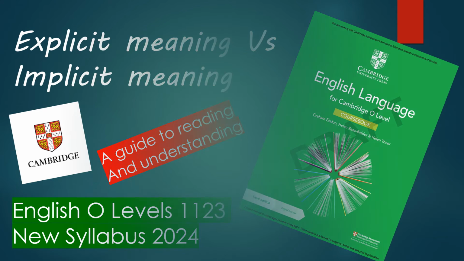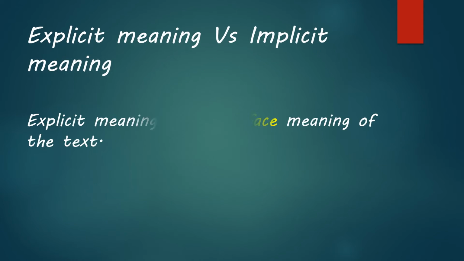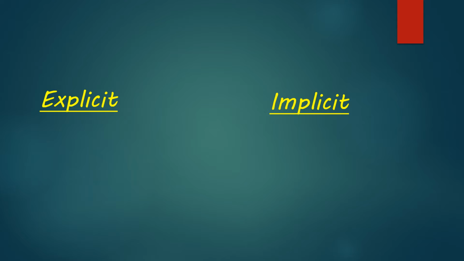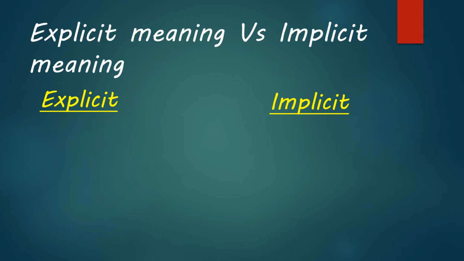So let's see what is the difference between explicit and implicit meaning. Well, explicit meaning is actually the surface meaning of something. It is the direct meaning, and it is the meaning which you understand by just reading the text casually. On the other hand, implicit meaning is the deep meaning of the text. It is when you are reading in between the lines. It is when you have a thorough understanding of all the figures of speech, and you know where and how a writer has used some figure of speech on purpose.